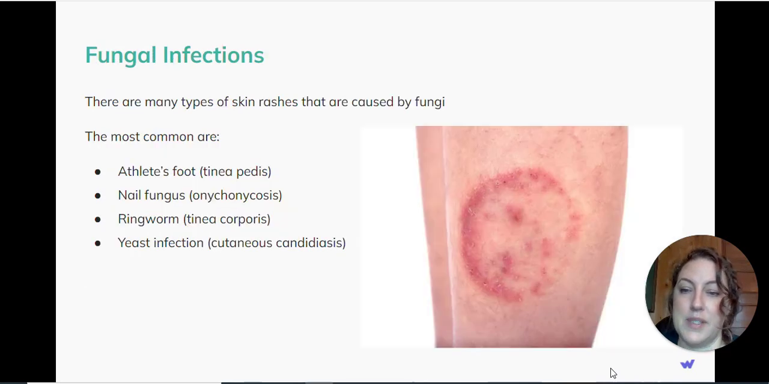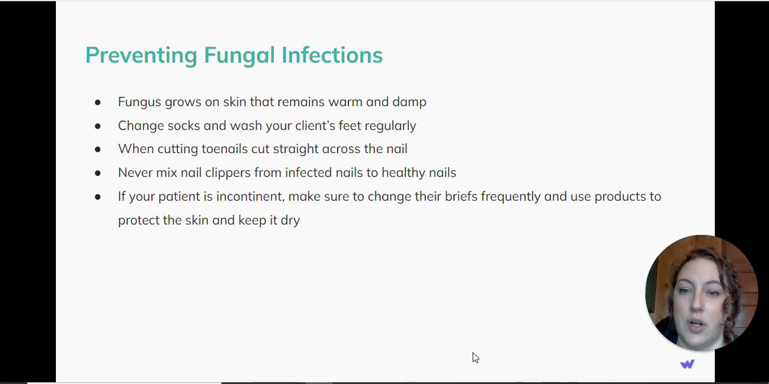There are many types of skin rashes that are caused by fungi. The most common are athlete's foot or tinea pedis, nail fungus or onychomycosis, ringworm or tinea corporis, or a yeast infection called cutaneous candidiasis. You can prevent fungal infections. Fungus grows on skin that remains warm and damp. Change your client's socks and wash your client's feet regularly.